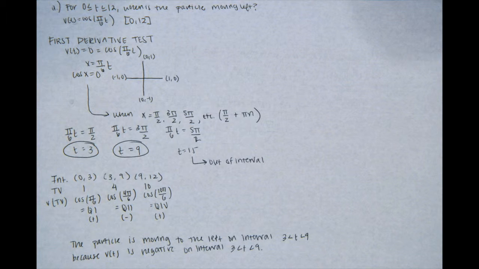For the interval from 0 to 3, we find out that the velocity function is positive because it's in quadrant 1. Then for 3 to 9, we find out that it's in quadrant 2, which means that it's negative, and for 9 to 12, we find out that it's in quadrant 4, which is positive. So really the only interval that the particle is moving left for is the interval from 3 to 9, because v(t) is negative.